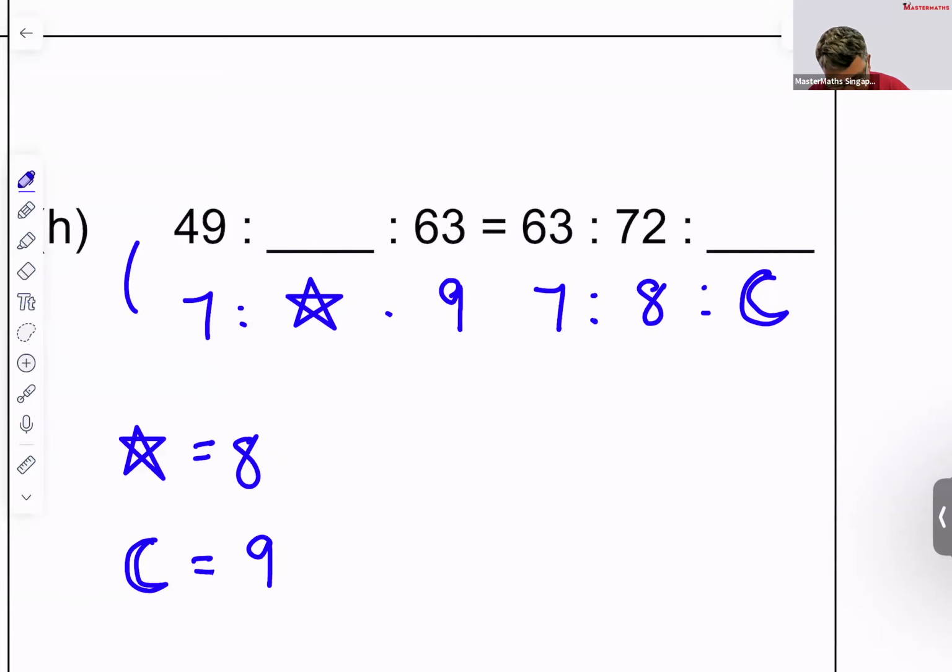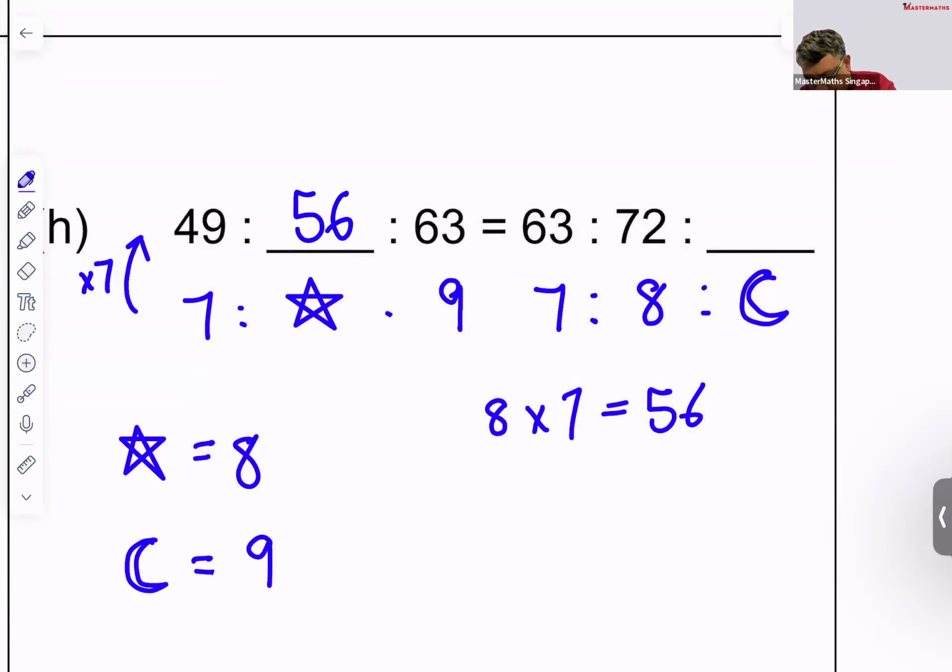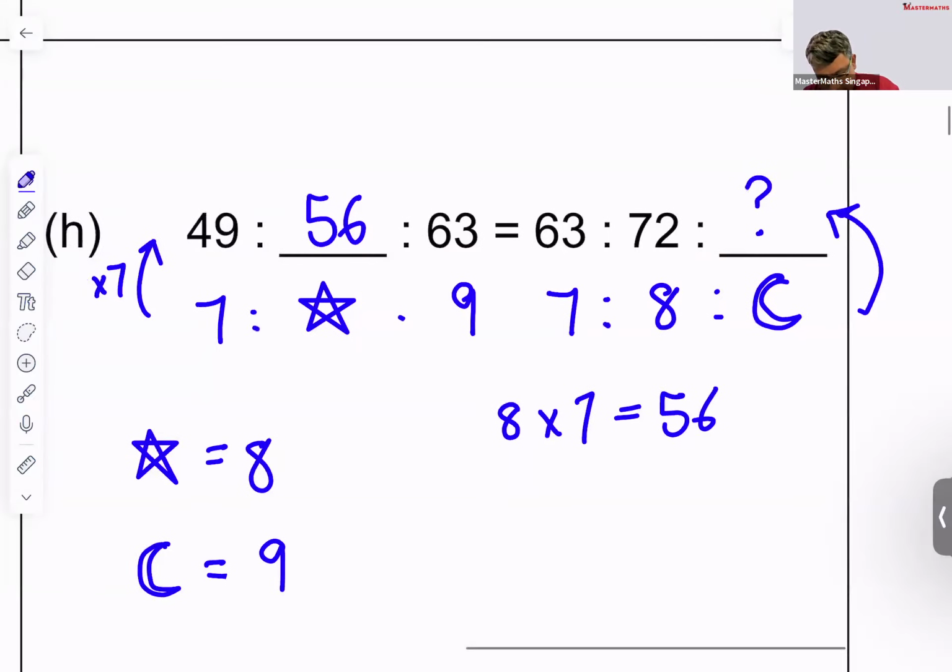So when we come up, we times 7. So 8 times 7 is 56. So this is 56. How do I find the position? What is this answer here? How did you get 81? The crescent moon times 9. Very good. Because 63 divided by 9 is 7. 72 divided by 9 is 8. And then we get 81 divided by 9 is 9.